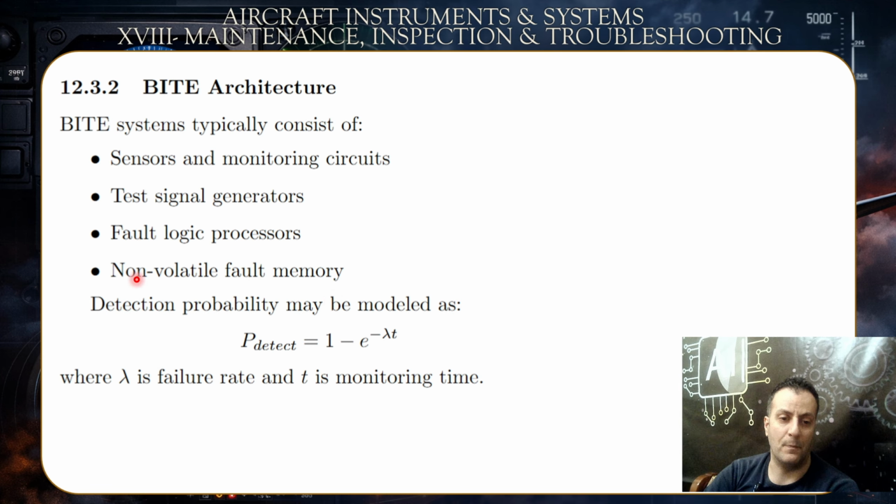So you have non-volatile fault memory, and the detection probability may be modeled as: probability of detection is equal to 1 minus exponential of minus lambda t, where lambda is the failure rate and t is the monitoring time. This is something like the law of Poisson, by the way, if I'm not mistaken. So the probability of detection is equal to 1 minus the exponential of minus lambda t, with lambda as the failure rate, or the frequency of failure, and t is the monitoring time.